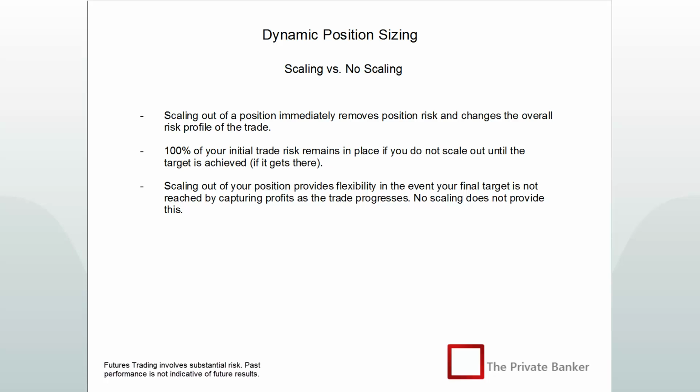So what do we get when we actively manage our risk? Well, scaling out of a position immediately removes position risk and changes the overall risk profile of the trade. As I mentioned before, the risk changes as you're scaling out. Let's just say you're trading 3 contracts and risking 20 ticks, and your first scale out gives you 15 ticks. So now you've captured 15 ticks, and your risk is dramatically changed.